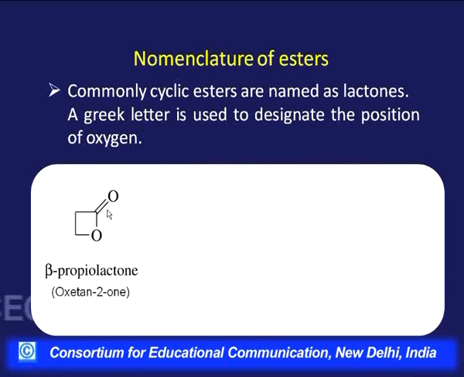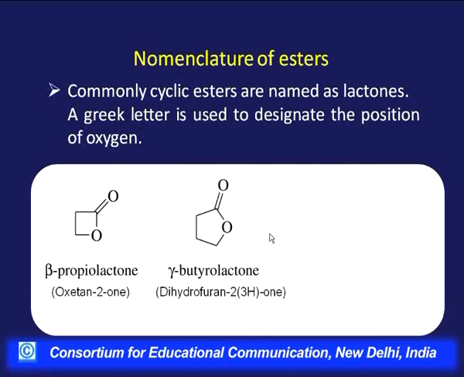Such as this lactone, which is formed from the hydroxy acid where the hydroxyl is present at the beta position. This is the alpha position, this is the beta position. So, this is named beta propiolactone because it is a 3 carbon acid: 1, 2, 3. So, in propionic acid, the hydroxyl was present at the beta position, which has formed the lactone, that is, the cyclic ester. So, we indicate beta as the position for oxygen and then we write lactone. So, it becomes beta propiolactone. The IUPAC name for this compound is oxetan-2-one.